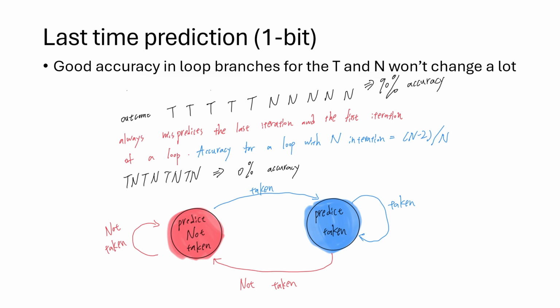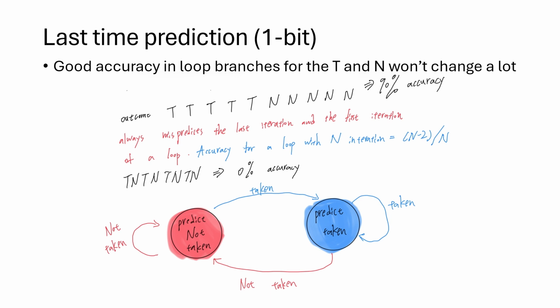Last-time prediction means the predictor will use the last result to predict the next result. So it is pretty good for a loop, where T and N won't change a lot. We can see the picture. If the result is T T T T N N N N, it will achieve an accuracy of 90%. The accuracy for a loop with n iterations is (n minus 2) over n. So we can see if the pattern is TN, TN, TN, TN, it will achieve 0 accuracy.